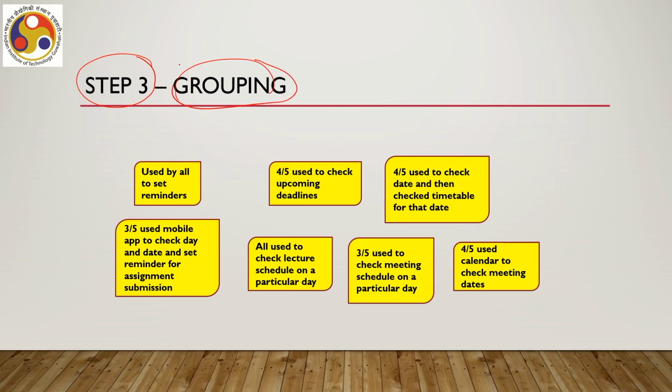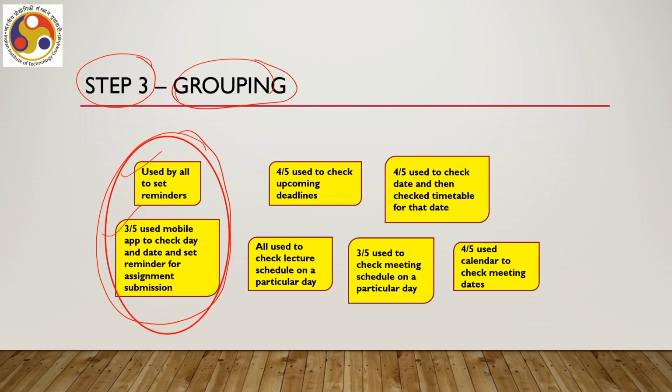Now, we can organize them as used by all to set reminders, and 3 out of 5 used mobile app to check day and date and set reminder for assignment submission. These two are related to reminder setting, we can group them. 4 out of 5 used to check upcoming deadlines. All used to check lecture schedules on a particular day. So, these are, this is one group.